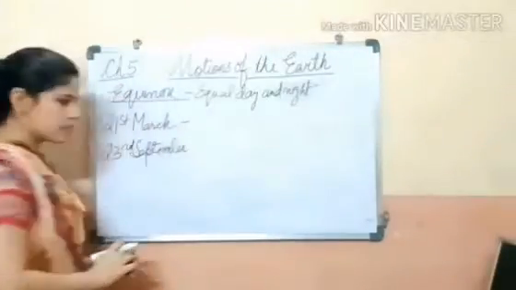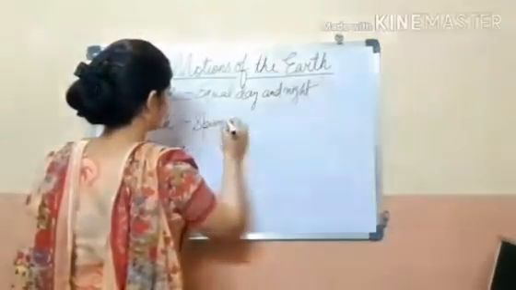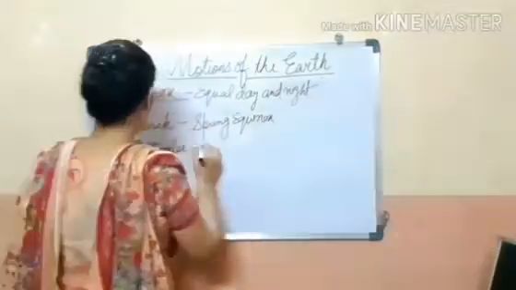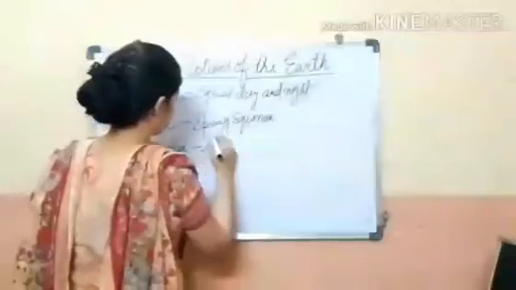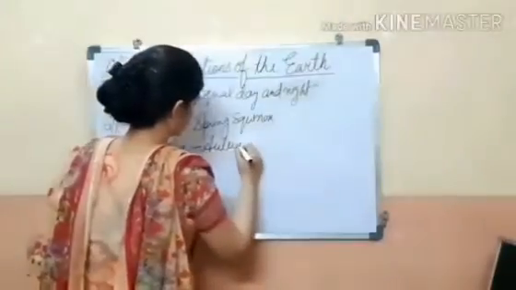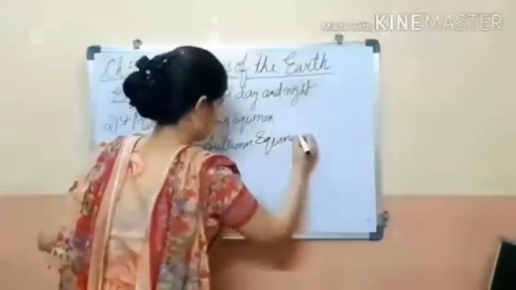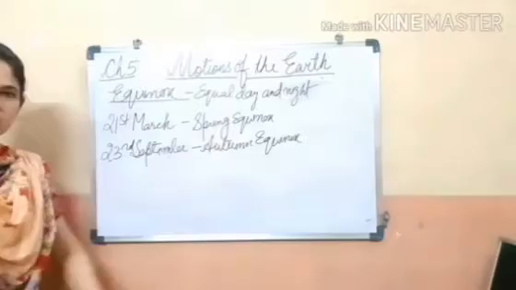Now, what occurs on 21st March is called the spring equinox. And what occurs on 23rd September is called the autumn equinox. These are two equinoxes that occur every year. And so what is the spring and autumn?